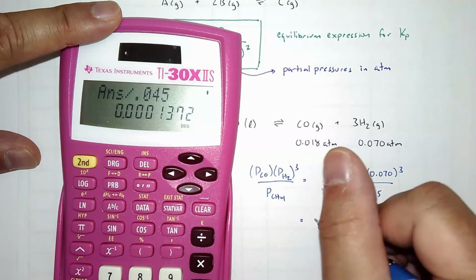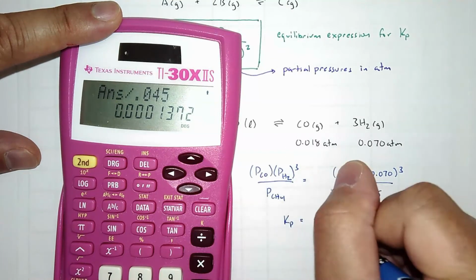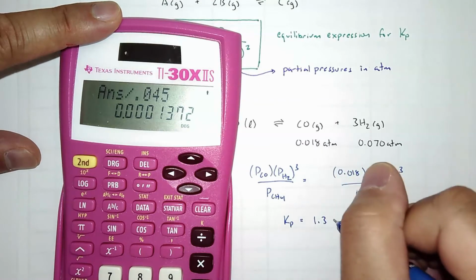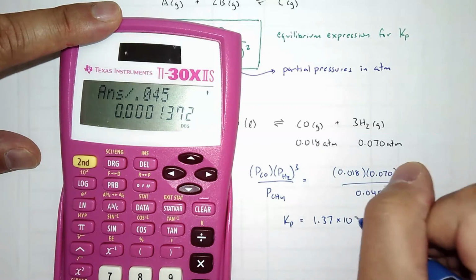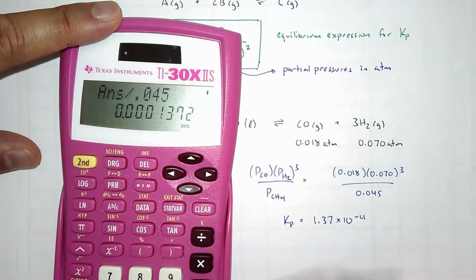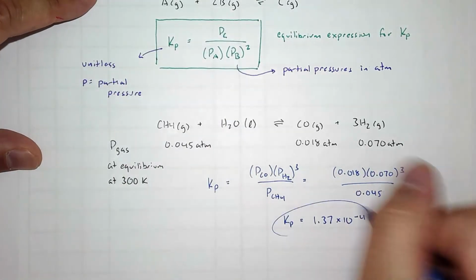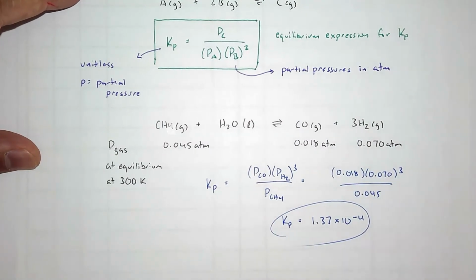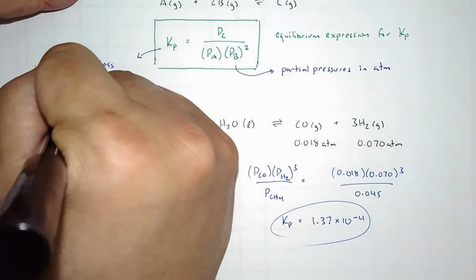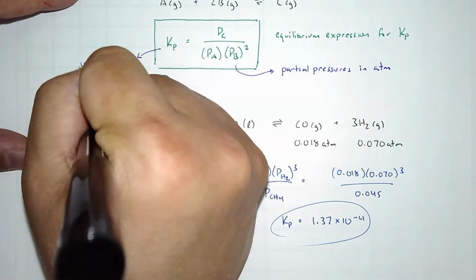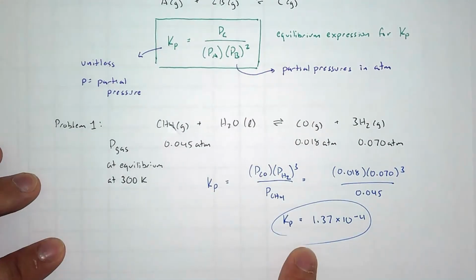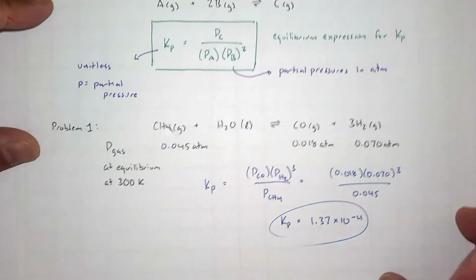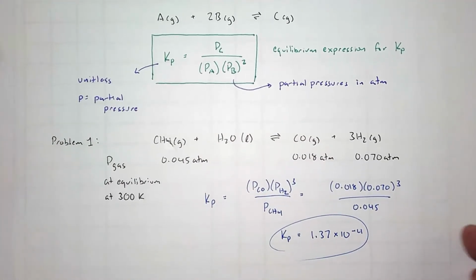Alright, so the Kp equals 1.37 times 10 to the minus 4. No units. Okay, we'll call this problem 1. Calculating Kp. Is there anything else I want to say about this? No.